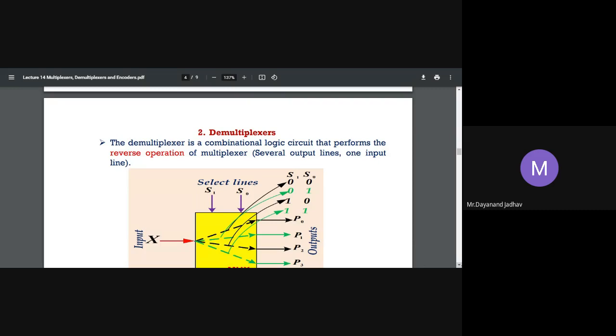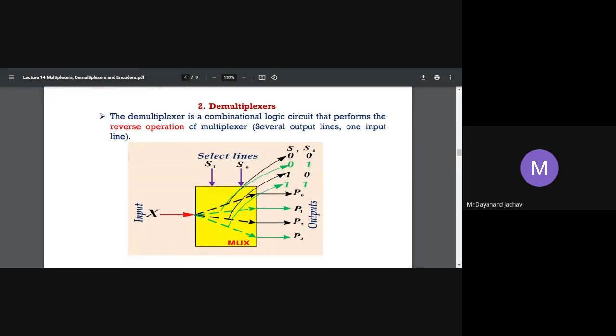Demultiplexer is the opposite of the mux. Opposite means mux is 4 is to 1, 8 is to 1, 16 is to 1. From many inputs, only one is selected at the output. Many inputs are there and only one output, and with the help of select lines, from the inputs only one is selected at the output. That is said to be a multiplexer.